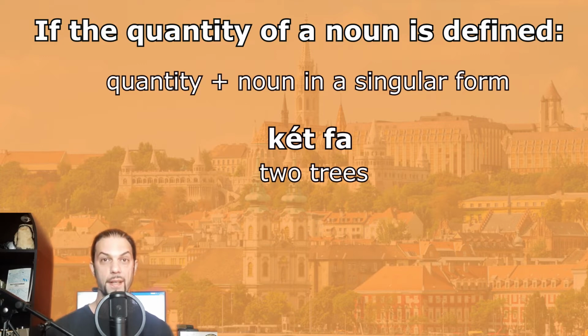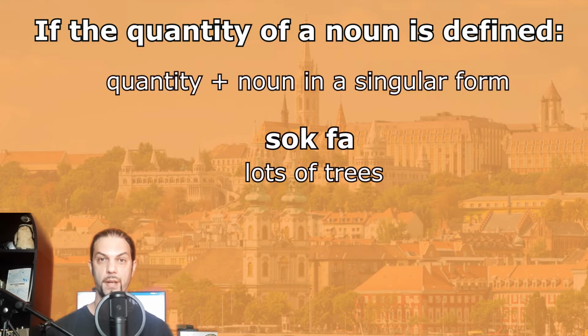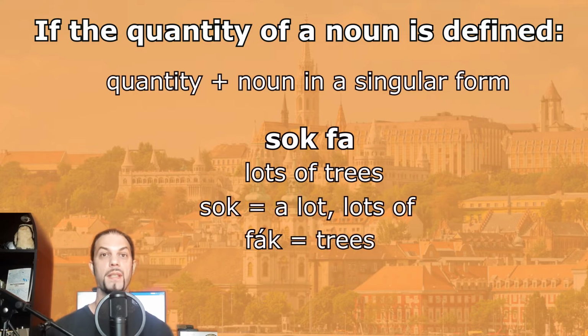Lots of trees in Hungarian is sok fa. Sok means a lot or lots of. And the plural form of fa is fák. No, not the other word. Fák. But since it's already established that there are lots of them, we don't use the plural form of the noun. This is very important to know.